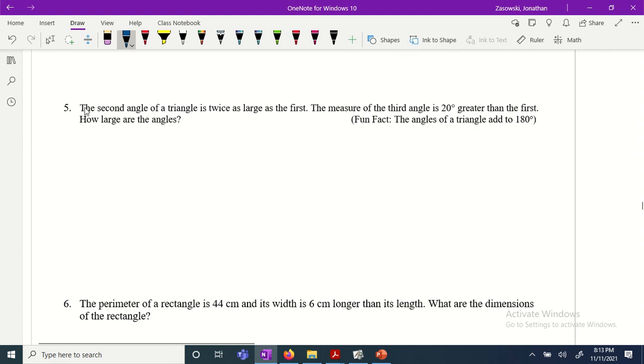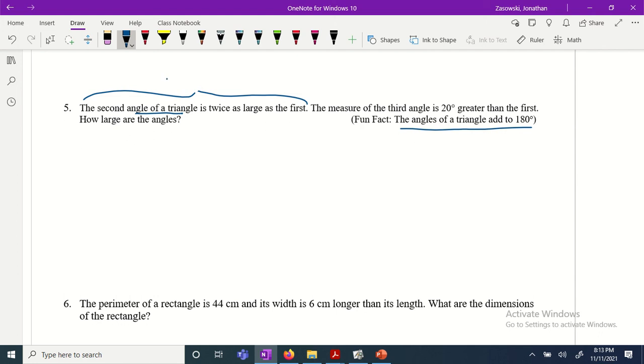Okay. Number 5, the second angle of a triangle is twice as large as the first. The measure of the third angle is 20 degrees greater than the first. So when we read this, right, how large are the angles? Okay. So we know we're talking about the angles of a triangle, and the fun fact of the day is that the angles of a triangle add to 180. Now, what does this first sentence tell us, right? The second angle of a triangle is twice the first.